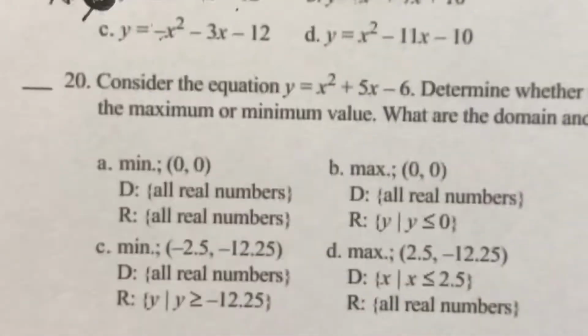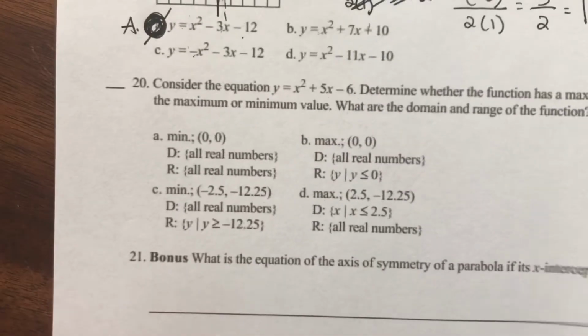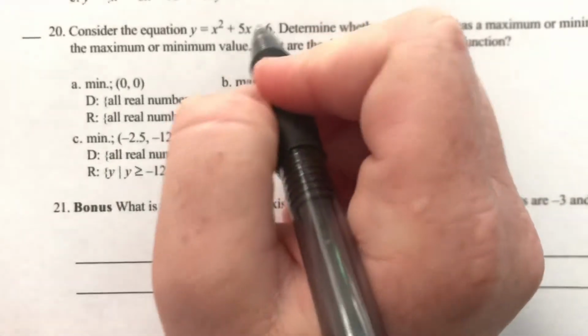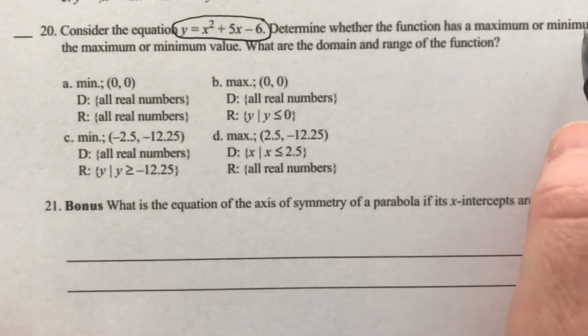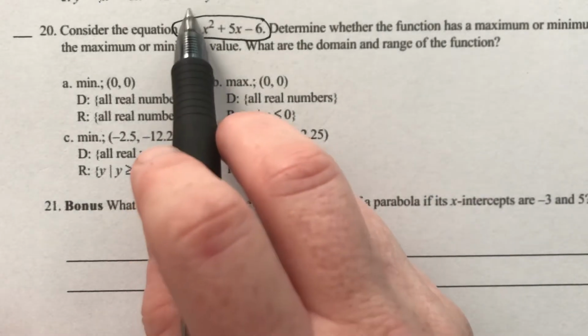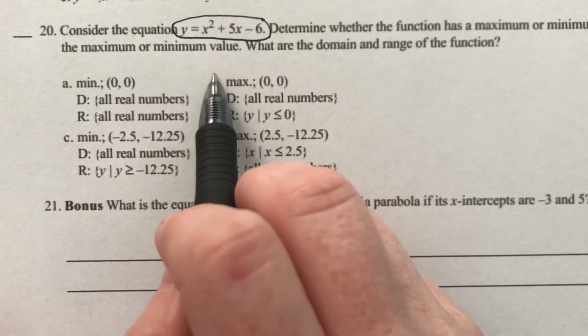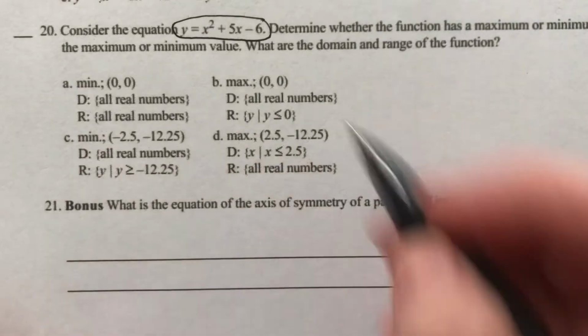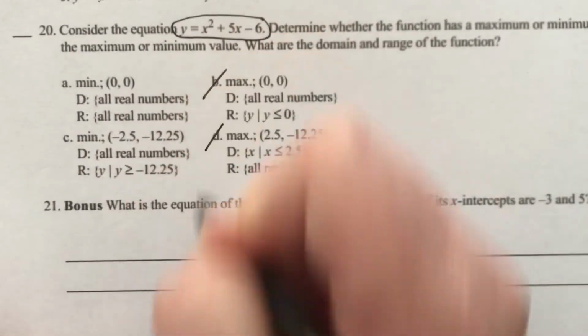Okay, and then the last one here, number 20. Let me back up again. Number 20 says, consider the equation, this guy right here. Determine whether its function has a maximum or minimum. Well, the number in front of x squared is positive, so it opens up. So the vertex is going to have a minimum. It's going to be at the bottom. So we know it's going to be a minimum, and we can go ahead and rule out our choices that say maximum.